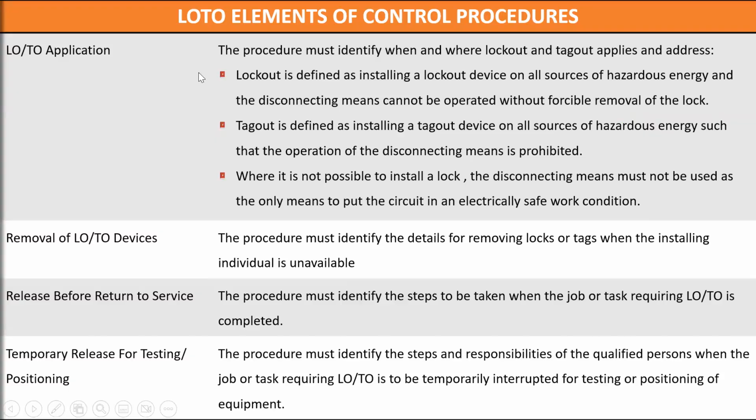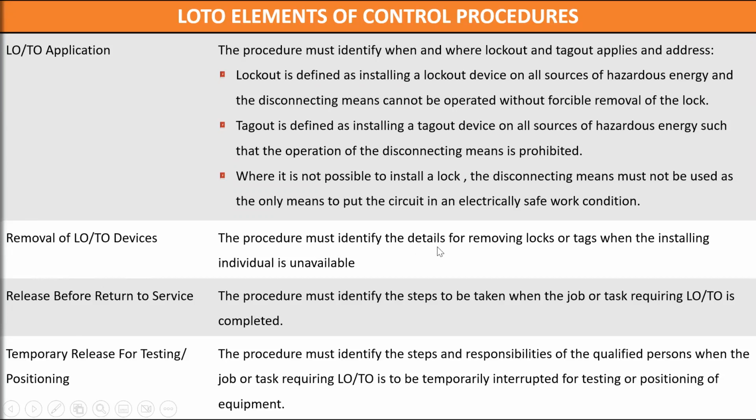Then the lockout and tagout application. The procedure must identify when and where the lock and tagout applies and addresses. So where you are going to put those locks and tags in order to establish an electrically safe work condition. So what are the sources which are feeding into that particular location from where you have to actually disconnect the services.